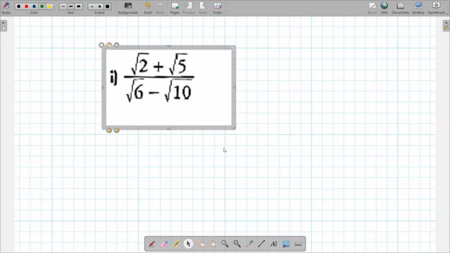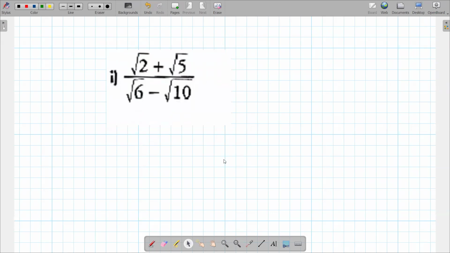What about this one? What do we multiply this with? Root 6 plus root 10. Yeah. On the denominator, we're gonna get minus 4. Tell me if you agree. Because it becomes 6 minus 10. So you get minus 4. What about the numerator?